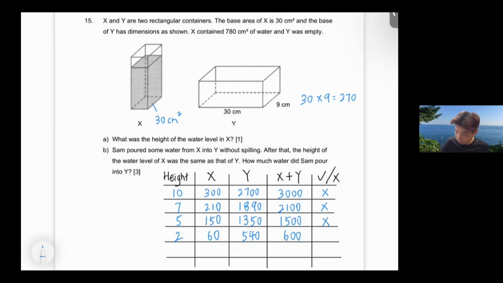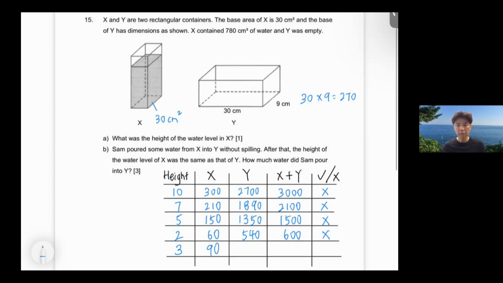So this is wrong. So let me go up to 3 cm so that we can increase the volume a bit more. So if the height of the water level is 3 cm, then if we take 30 times 3, we will get 90 cubic cm for the water in X. As for Y, if we take 270 times 3, we will get this volume of 810. And now if you add them together, you get 900. That's a little too much.